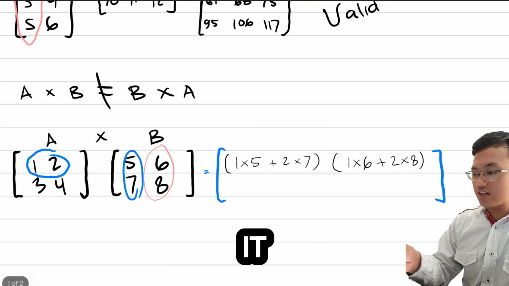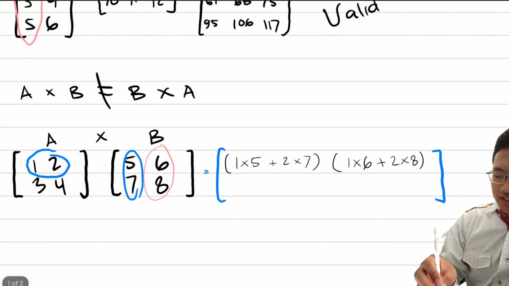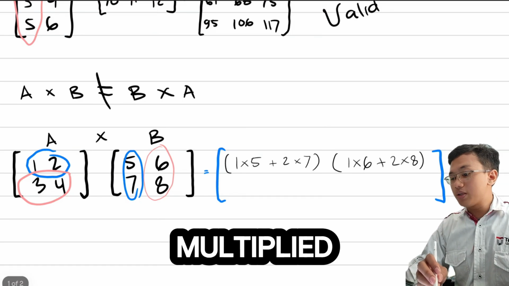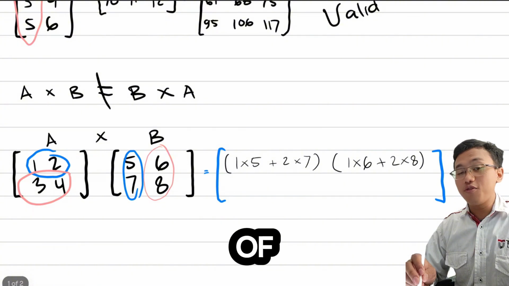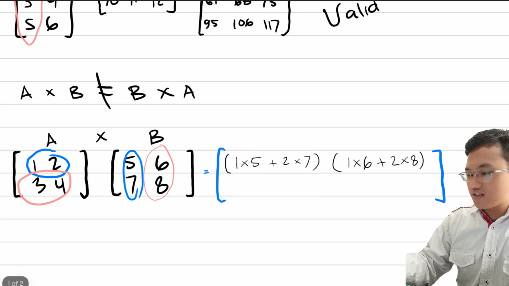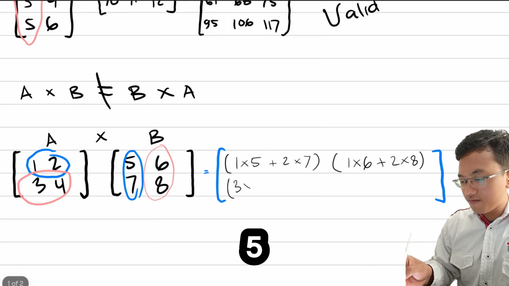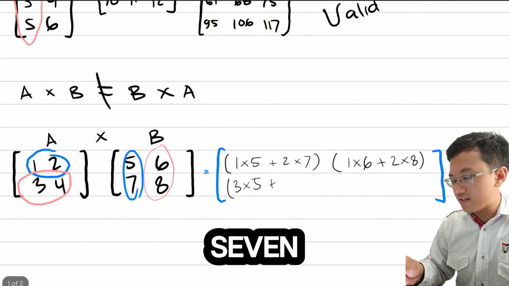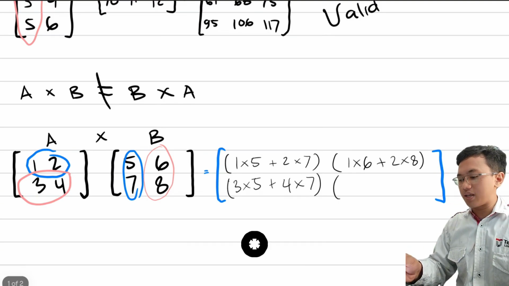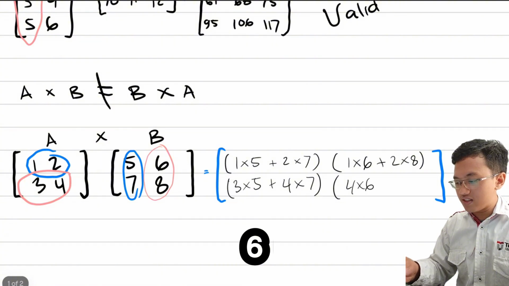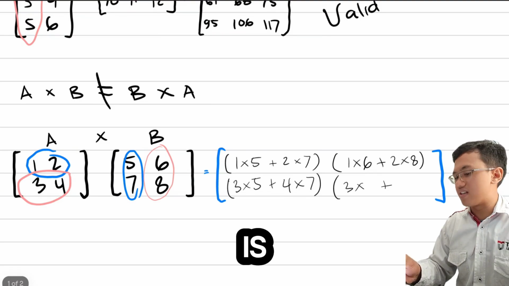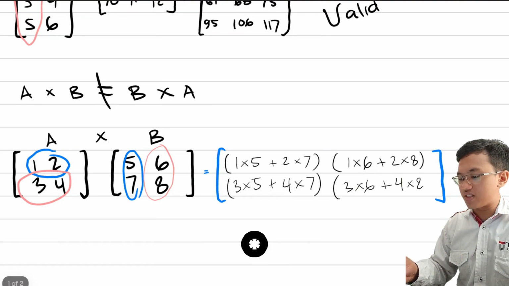And then we continue. The second row of matrix A is multiplied by the first column of matrix B. So it's 3 times 5 added by 4 times 7. That's for the third element. And for the last element, it is 3 times 6 added by 4 times 8. Just like that.